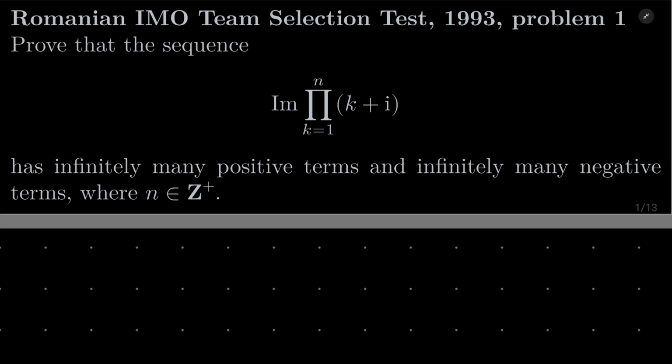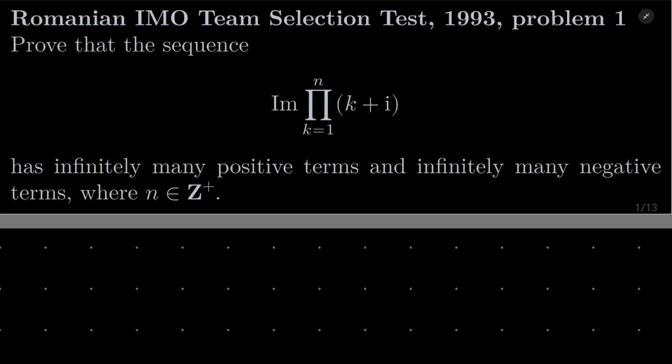Hello friends, in this video I'd like to solve the following problem from the Romanian International Mathematical Olympiad Team Selection Test 1993, problem number 1. We wish to prove that the sequence of imaginary parts of the product (1 plus i)(2 plus i)(3 plus i) and so on, up to (n plus i), has infinitely many positive terms and infinitely many negative terms, where n goes through positive integers.